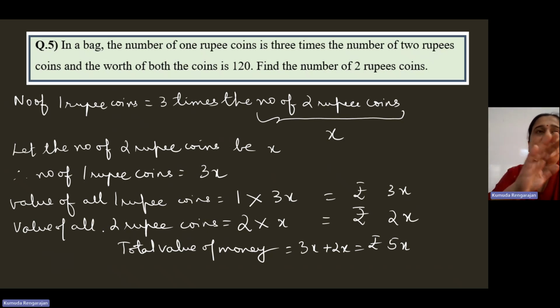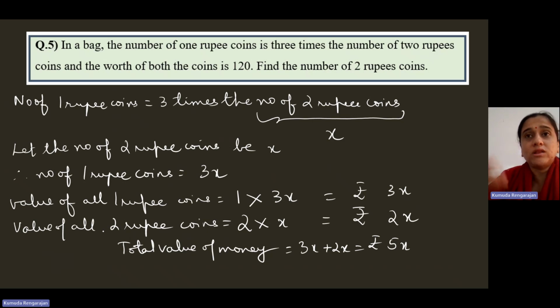You must start like, let the number of 1 rupee coins be something. Therefore, the number of 2 rupee coins is equal to something. Or let the number of 2 rupee coins be something. Therefore, the number of 1 rupee coins is equal to something. That's the assumption. After that, now what have you assumed? The number of coins you've assumed. How many? Count. 1, 2, 3, 4. Okay. Next, you should find the value.